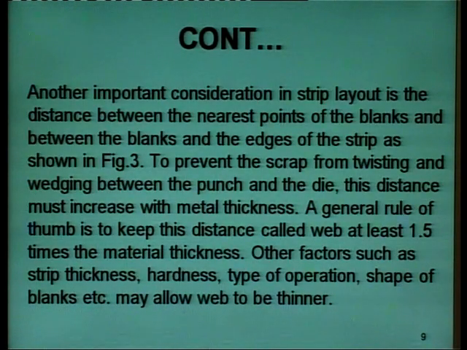Now, to prevent the scrap from twisting or wedging, meaning bending, between the punch and the die, this distance must increase with the metal thickness. The general rule of thumb is to keep this distance, called the web, at least 1.5 times the material thickness. Other factors such as strip thickness, hardness, type of operation, that is, whether it is blanking, bending, notching or stripping, and shape of the blank may allow the web to be thinner.